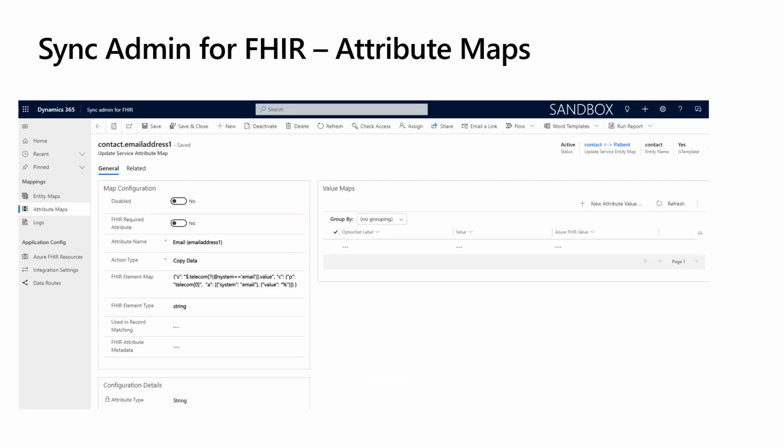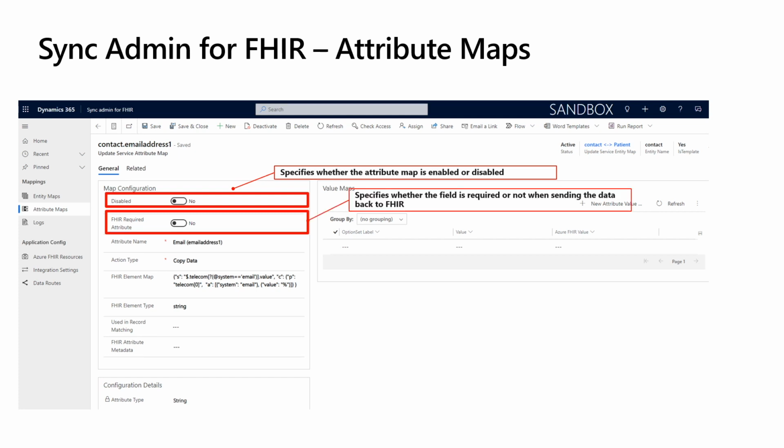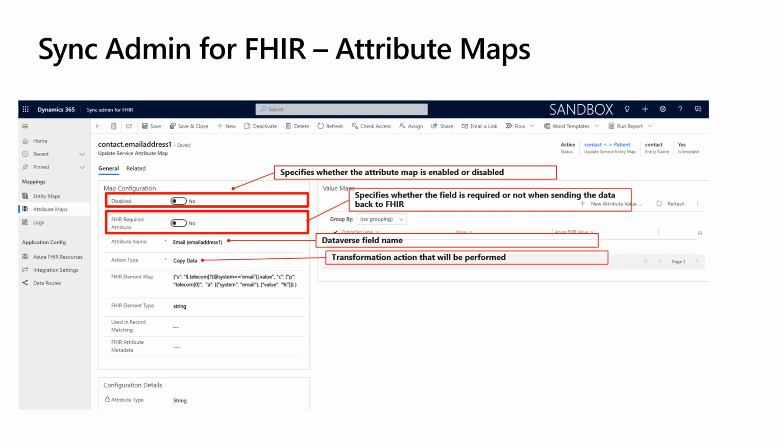Sync admin for FHIR attribute maps. Let's take a look at the fields that are available on the attribute map form. First, we have a disabled flag. It specifies whether the attribute map is enabled or disabled. Next, the FHIR required attribute, which specifies whether the field is required or not when sending the data back to FHIR. Then the Dataverse attribute name is nothing but the Dataverse field name. And action type, the transformation, defines the transformation action that will be performed. We are going to cover the types of actions that are available when we go into the mappings section.